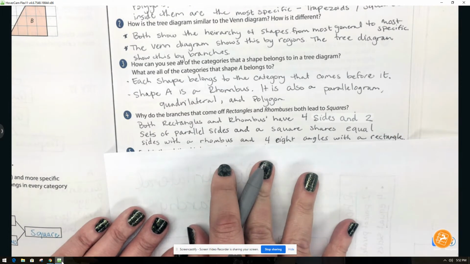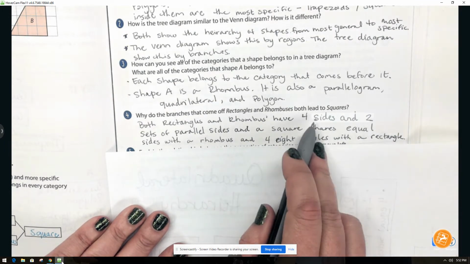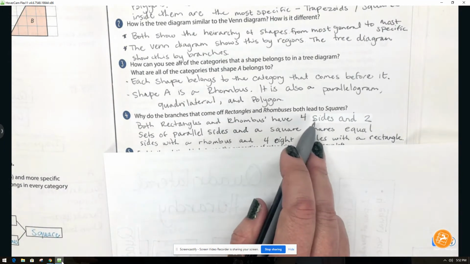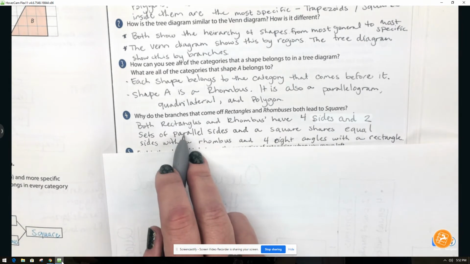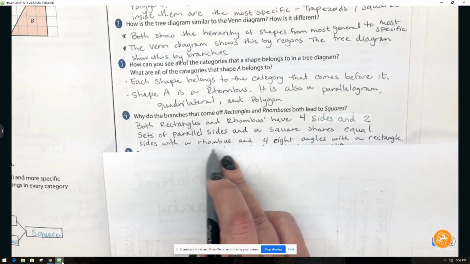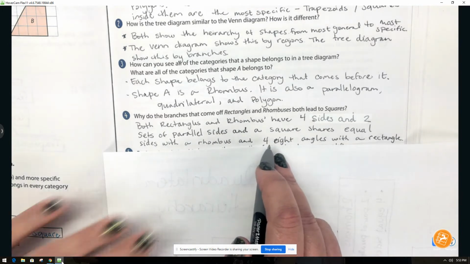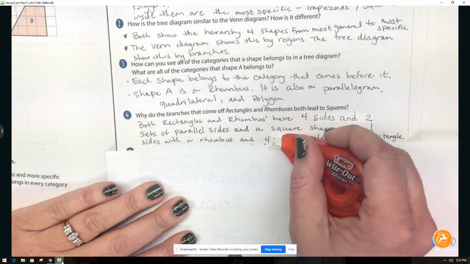So the reason that the branches that come off rectangles and rhombuses both lead to square is because both rectangles and rhombuses have four sides and two sets of parallel sides. But then a square shares the equal sides with a rhombus, which the rectangle doesn't have. And the four right angles, that says right, not 8, it looks like 8. Let's write that again.